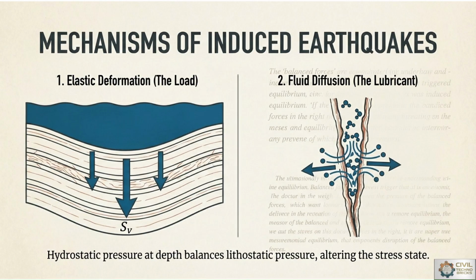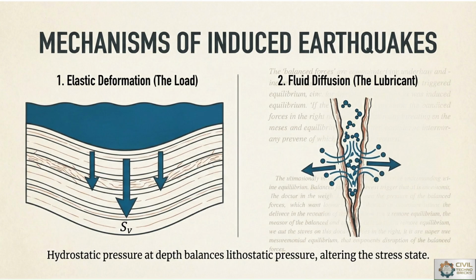Now the mechanisms of induced earthquakes. First is the elastic deformation due to the loading, and second is the fluid diffusion due to the lubricant. The first image shows the elastic deformation in the rock due to the loading or the pressure or the self weight of the water which is exerted on the rocky layer beneath it. So hydrostatic pressure at depth balances lithostatic pressure, altering the stress state.